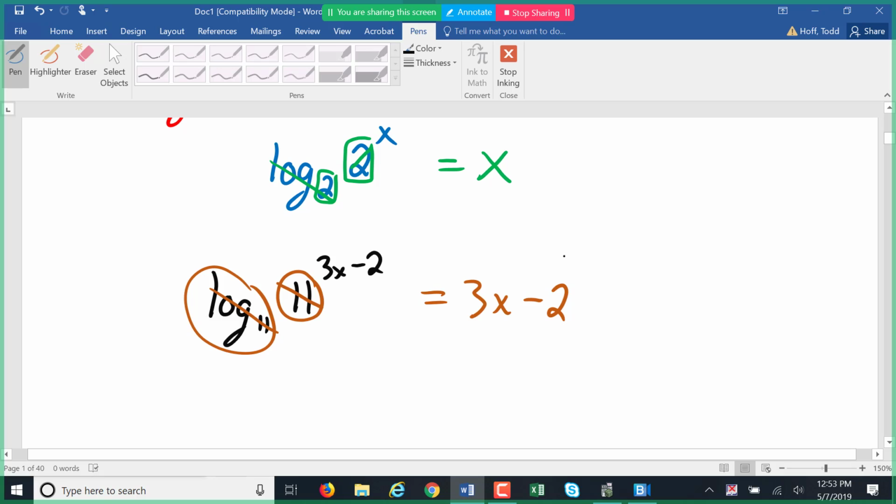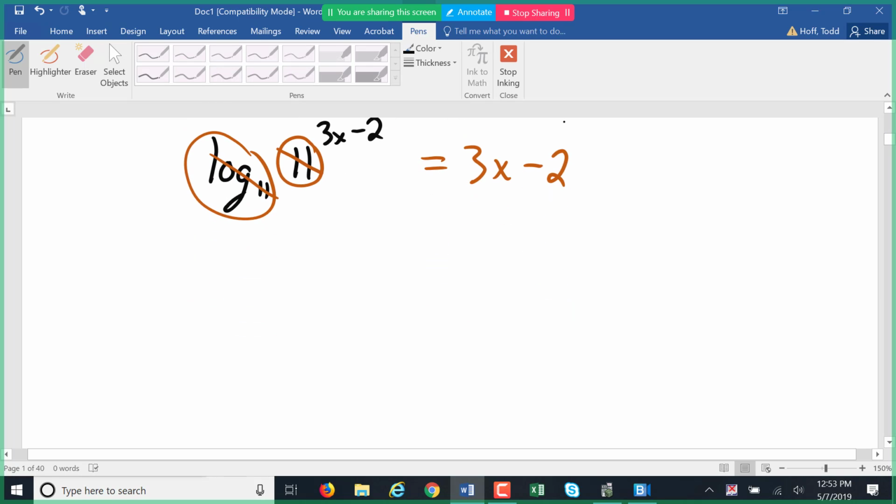Well, as we saw with our other inverses, it goes both ways. Subtraction can reverse addition, but addition can also reverse subtraction. And the same is true here. The log can reverse the base of the exponential, but an exponential with the appropriate base can reverse a log.